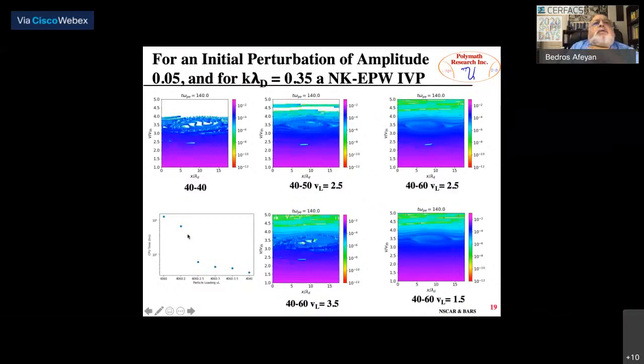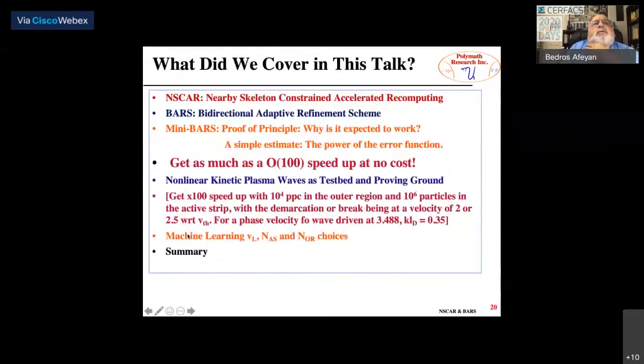So that's the story. So what are we covering in this talk? Nearby skeleton constrained accelerated recomputing, a bidirectional adaptive refinement scheme, and getting about an order of 100 speedup at no cost.